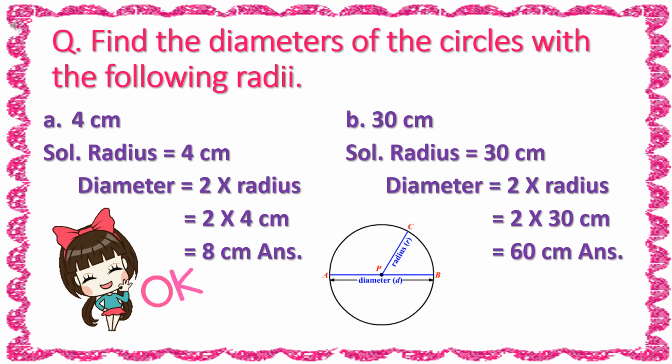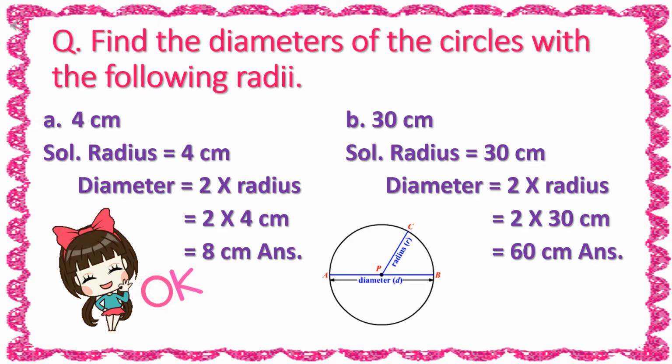इस sum में हमें radius 4 centimeter बताया गया है. तो 2 multiplied by 4 centimeter is equal to 2 4s are 8, 8 centimeter. So our answer is 8 centimeter. That means जिस सर्कल का रेडियस 4 सेंटीमीटर होगा उसका डायमीटर 8 सेंटीमीटर होगा.